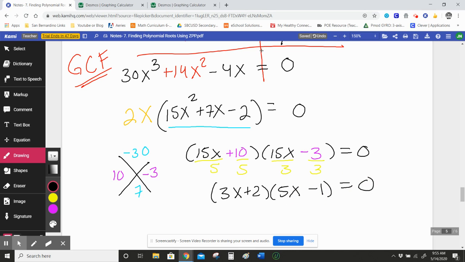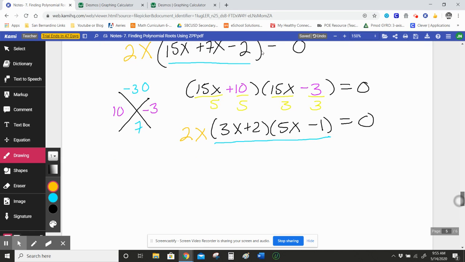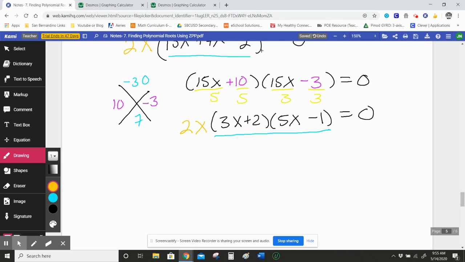So these are my factors, and this came basically out of this that I underlined in blue. So this is what it simplified out to. So now that I factor this out in blue, don't forget that I still have that 2x in the front. So there are actually 3 factors for this, which means that when I do the zero product property, I'm not only going to do it for 2 terms, I'm going to do it for 3 terms. So I have the 2x, 3x plus 2, and 5x minus 1.